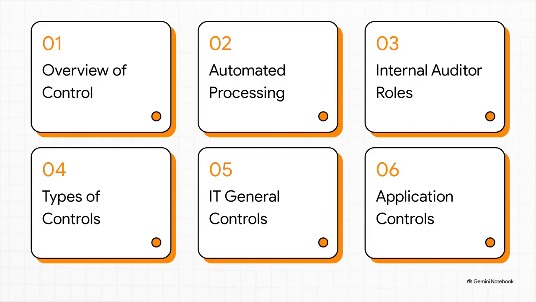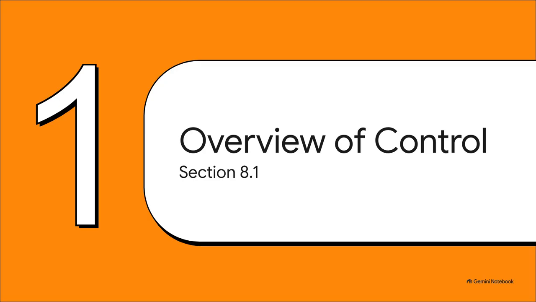So here's our roadmap for today's session. We'll start with a broad overview of control, move into automated processing, outline the roles of internal auditors, and then unpack the specific types of controls, right down to IT general and application controls. All right, kicking things off with Section 8.1, Overview of Control.